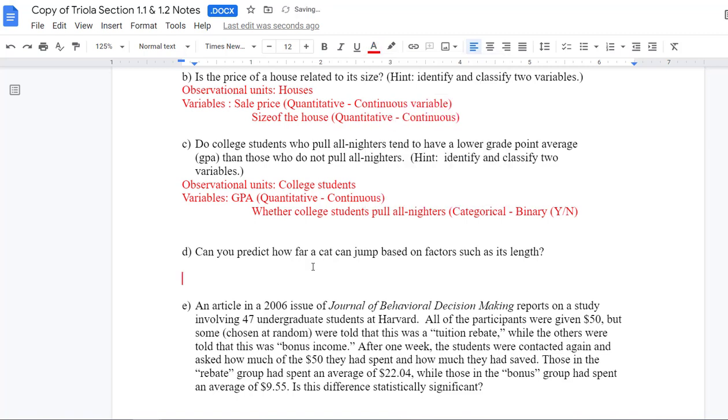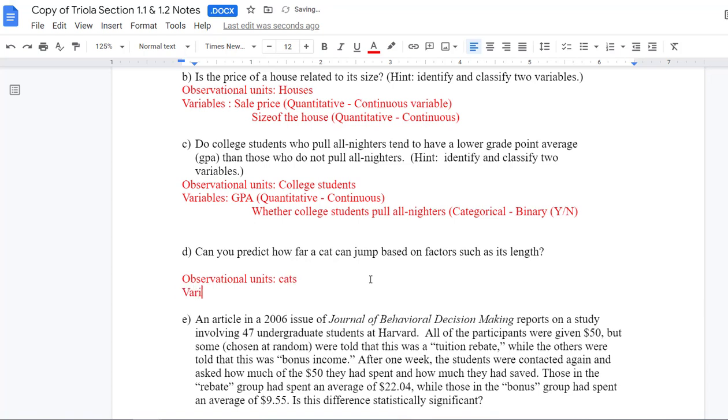Can you predict how far a cat can jump based on factors such as its length? So what are the observational units? So who or what are we studying? Can you predict how far a cat can jump? So we're looking at cats. That is our observational unit. What's the variable? How far a cat can jump. So we're looking at the distance the cat can jump.